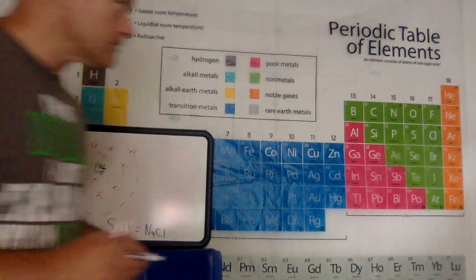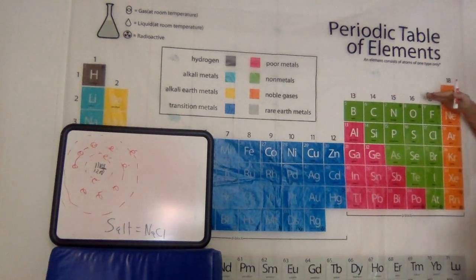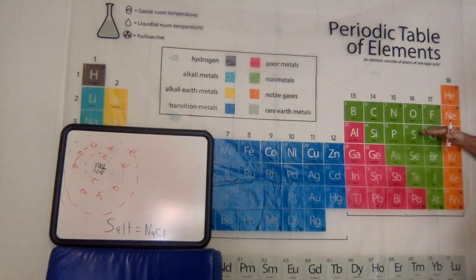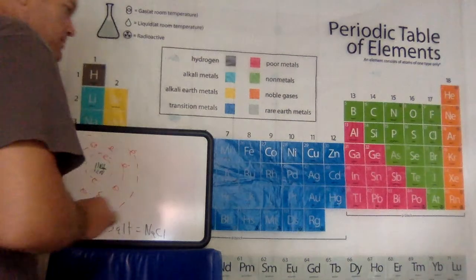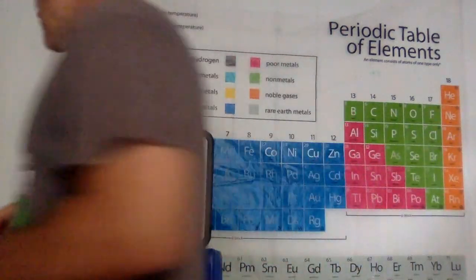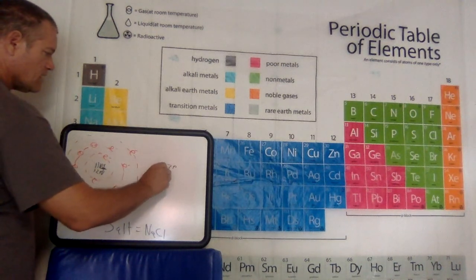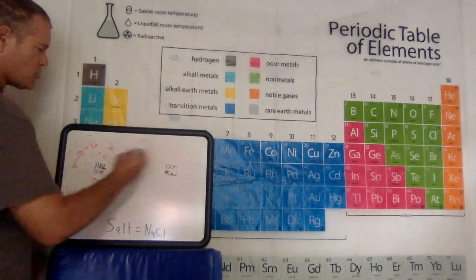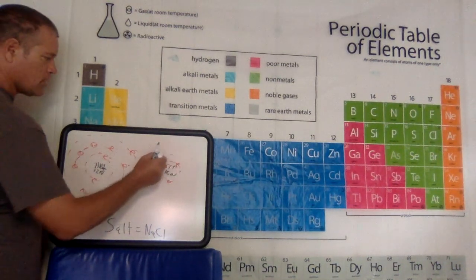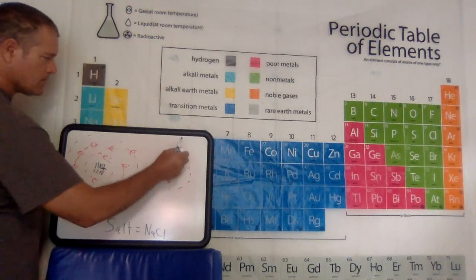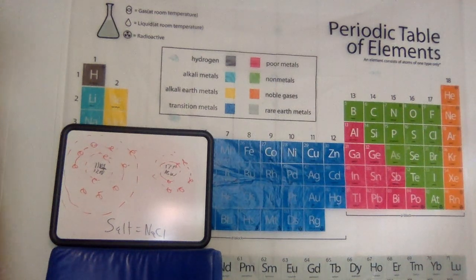Look at chlorine, right over here. How many shells does chlorine have? Since it's in the third row, 3. So chlorine, since it's atom number 17, has 17 protons. Hang on, let me draw chlorine. There's 2 of the 17. I've got 15 more. How many does the second shell hold?